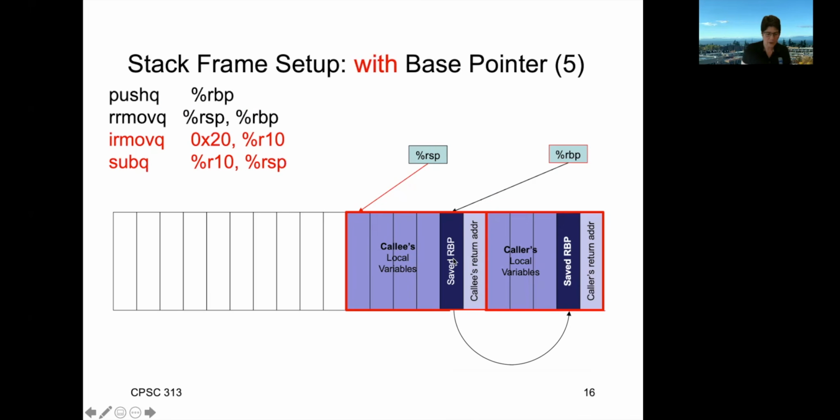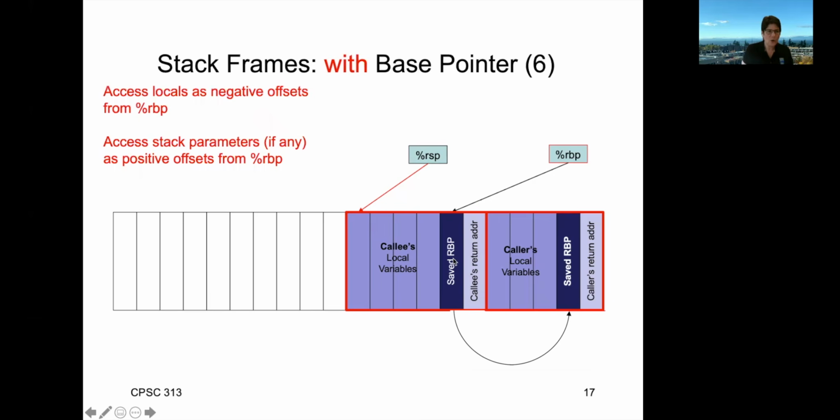Why did we go through all that work? Well, now, instead of accessing local variables from the stack pointer, we can access everything off the base pointer. And you have this nice division where local variables are negative offsets from the base pointer. And if there were stack parameters in the caller, those would be positive offsets from the base pointer. So now the stack pointer can go do whatever it wants. You can push some values if you want to save them, you can restore them, whatever. And the base pointer is unchanged. And so it's easy to know exactly where your local variables are and any of your stack parameters.